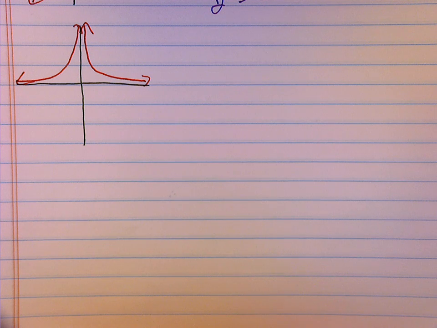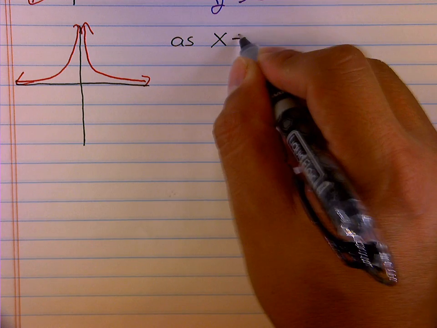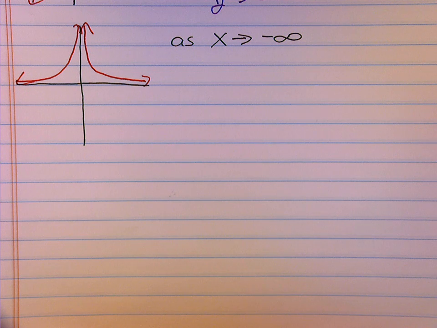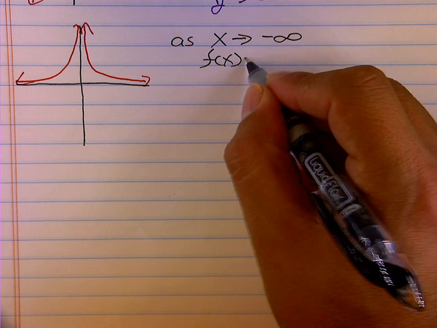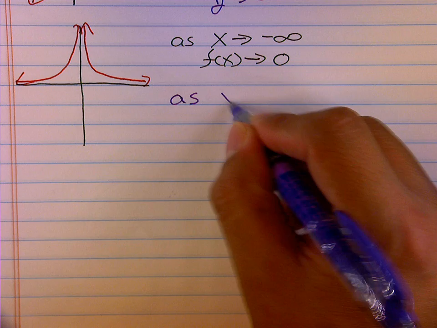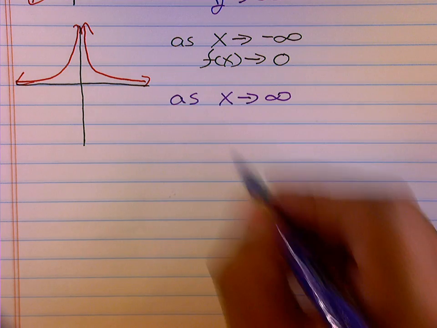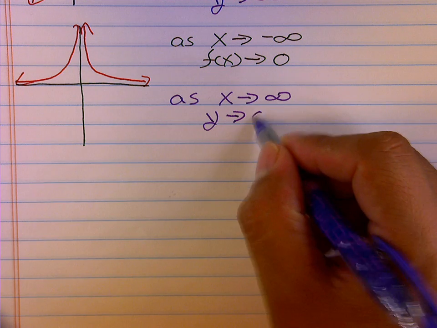I'm going to start it off the same way. As x goes to the left, well, y is going down, but it doesn't look like it's going down forever. In this case, y is actually approaching a single value. Y is approaching 0. So as x goes to the left, y, or f of x, is going to 0. And if I look at as x goes to the right, I can say y, or f of x, is going also to 0.